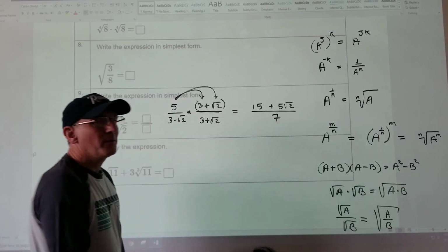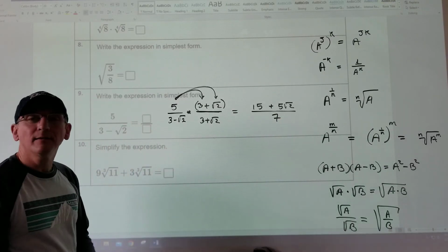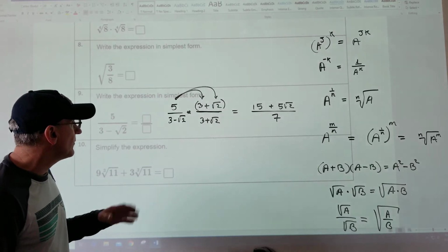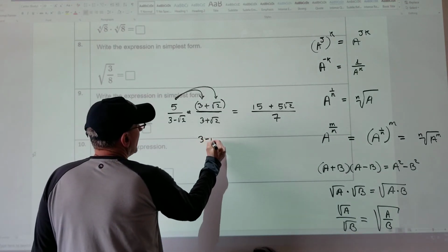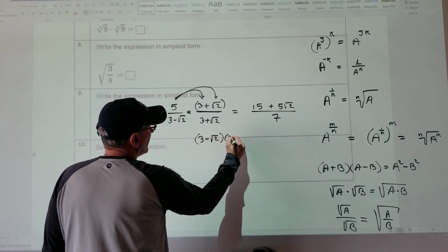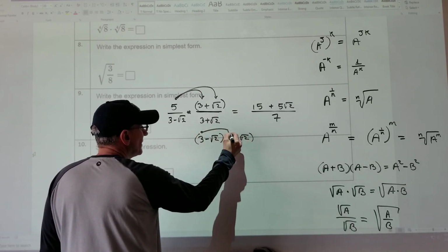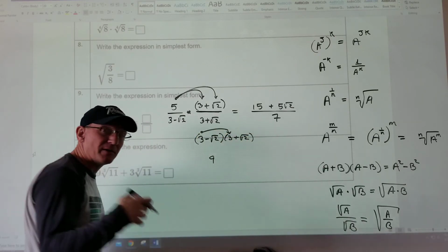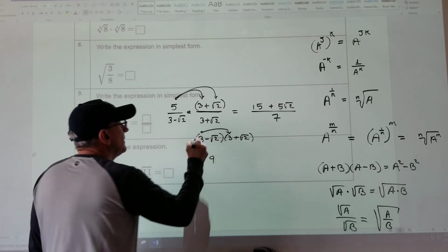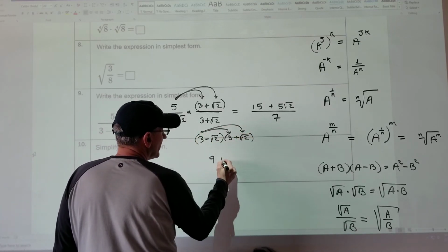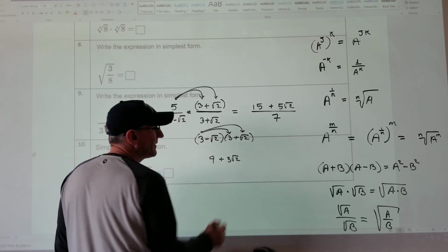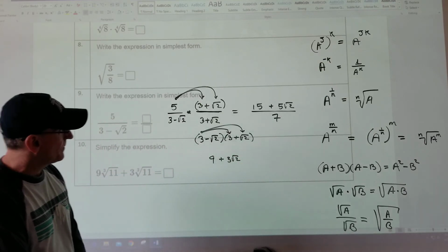But if that was a little too fast, let's go back and slow down and show you where the 7 came from. Ready? 3 minus root 2 times 3 plus root 2 is... Okay, 3 times 3 is 9. You heard me mention 9 a minute ago. 3 times root 2 is 3 root 2. Don't get too excited about that because that thing's about to disappear.